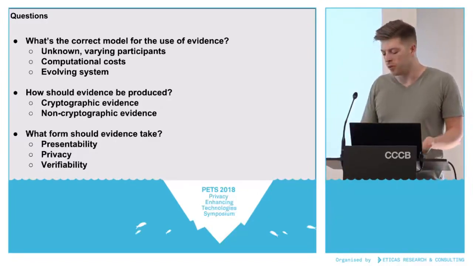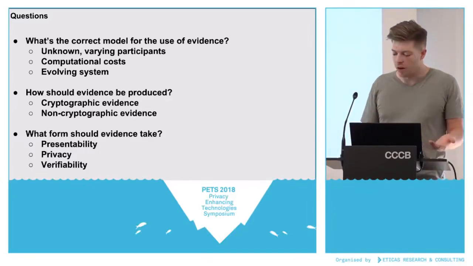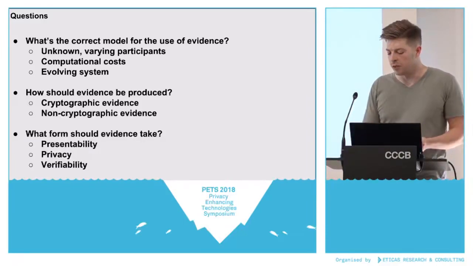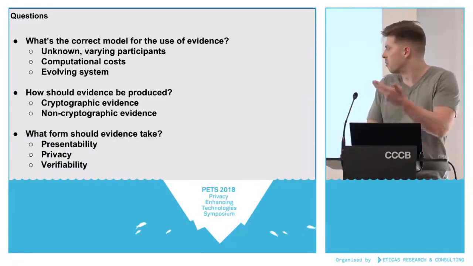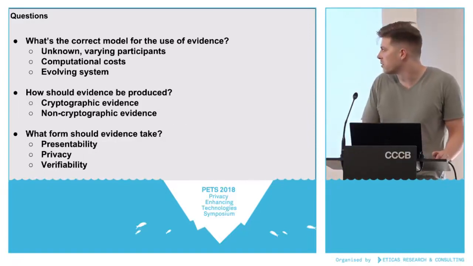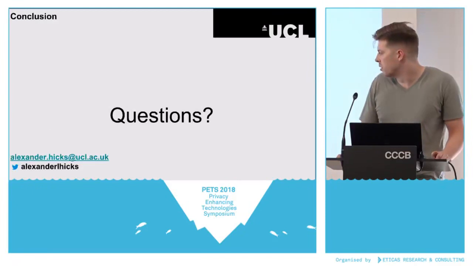If you want something that's presentable and easy to verify. But also for privacy, how do you disclose things? There's a lot of methods for disclosing things, but this goes back to the computational costs and the models, and there's a lot of interplay there. So that should open the floor for discussion, hopefully.